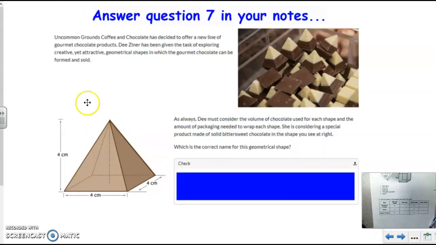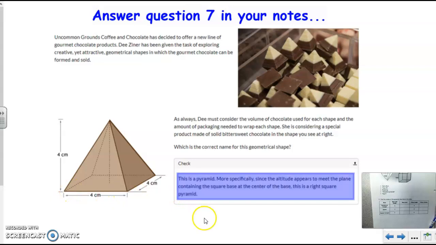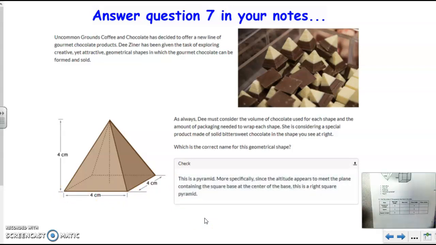All right, so let's talk about this piece of chocolate candy. So we're back to the designer. She's got this piece of chocolate that is in this shape. And our question says, what is the correct name for this geometrical shape? So look at this. We have 1 base, and because this is 4, 4, 4, and 4, our base is a square. So we would call this a right square pyramid, because the altitude is in the center of this polygon connected to the vertex, so that makes it right. And the base is a square, so it's a square pyramid.